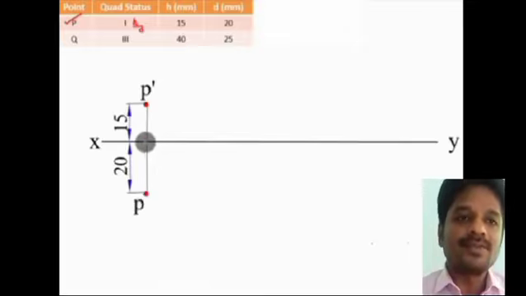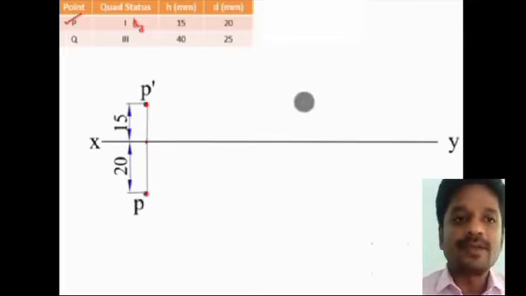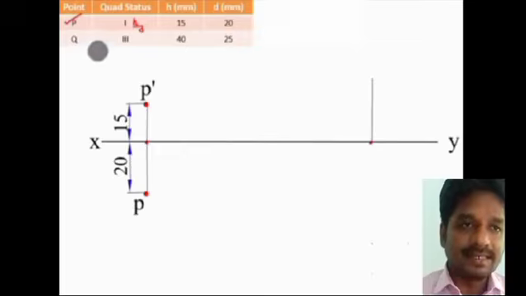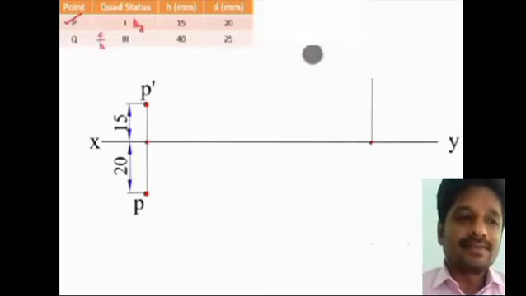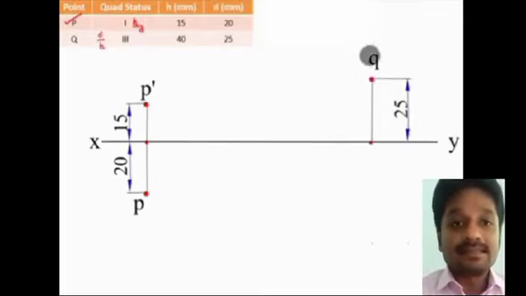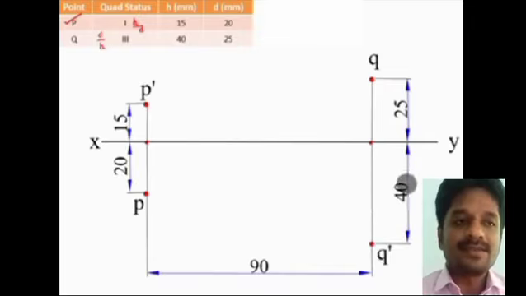Now I am marking the point Q, which is in the third quadrant. As stated in the question, the distance between the projectors of P and Q should be 90, and that distance has been kept over here. Similarly, 25 mm has to be marked in the upward direction and 40 mm has to be marked in the downward direction. The 40 mm is the distance located on the front view, that is in the vertical plane, and 25 mm is the distance marked on the horizontal plane, which have been given the notations Q dash and Q respectively.